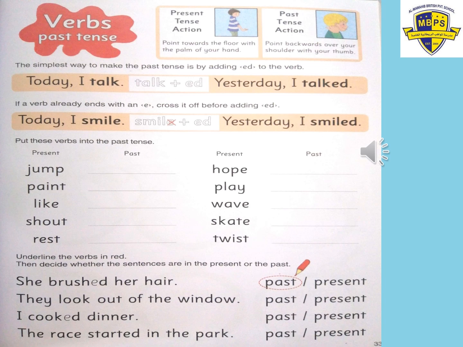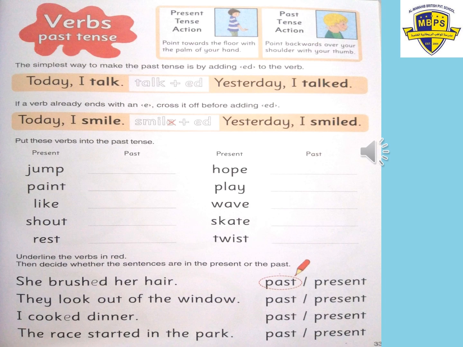Next one. I cooked dinner. Where is the verb? Yes, cooked. I want you to underline the verb cooked. Then look at the end. What do you see at the end? Yes, ed. This means the verb is present or past? Excellent, past. Only in the past we add ed. So you will circle the word past.